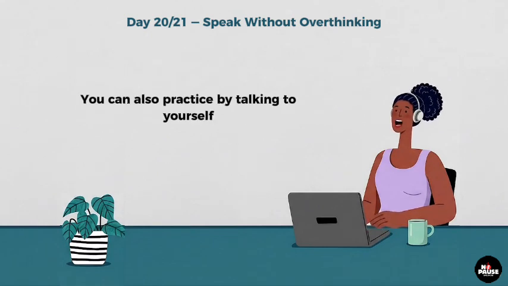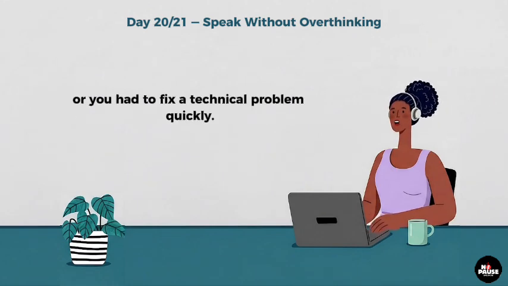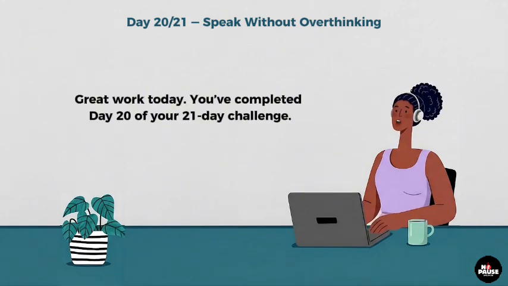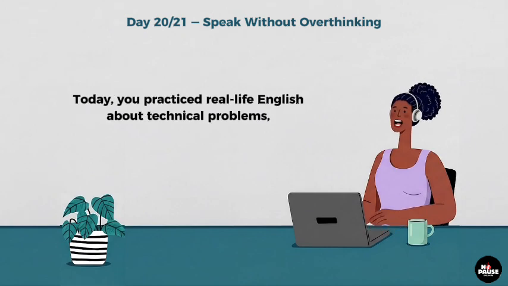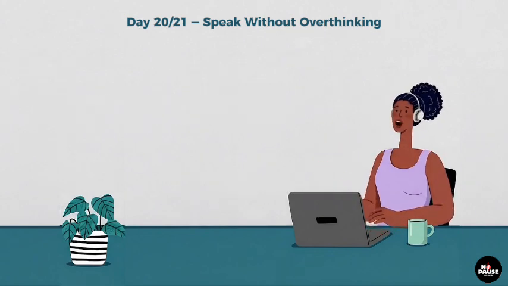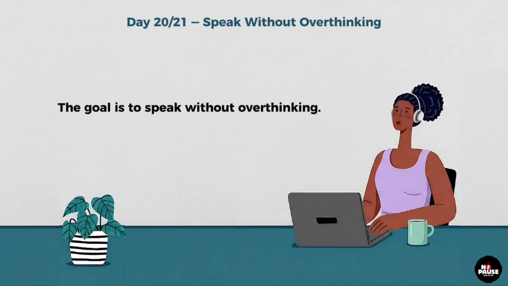You can also practice by talking to yourself. Think about a time your internet was slow, your laptop stopped working, or you had to fix a technical problem quickly. Great work today. You've completed day 20 of your 21-day challenge. Today, you practiced real-life English about technical problems, including laptop issues, internet connection problems, and customer support calls. Remember, the goal is not perfect grammar. The goal is to speak without overthinking.